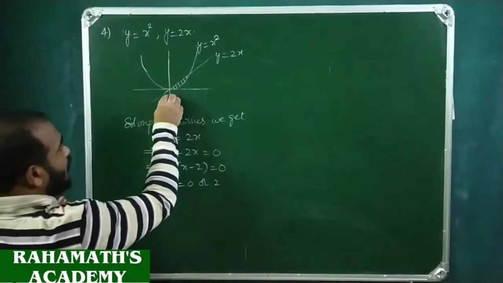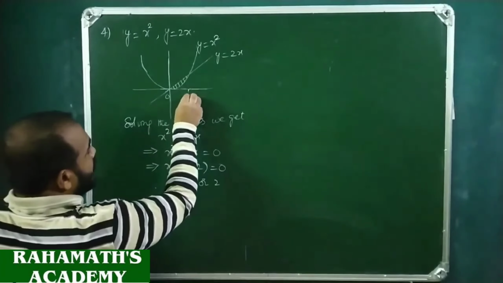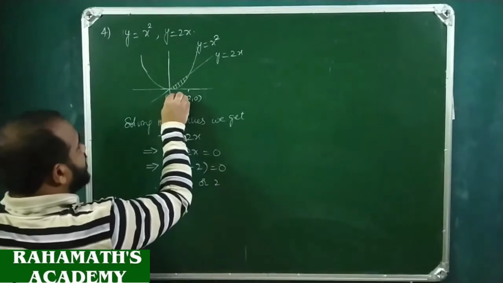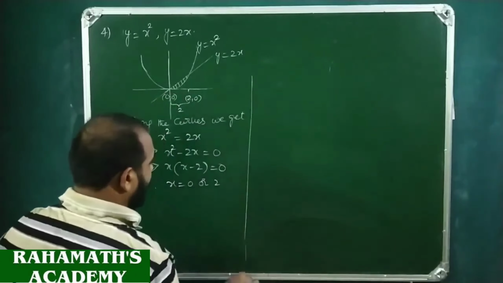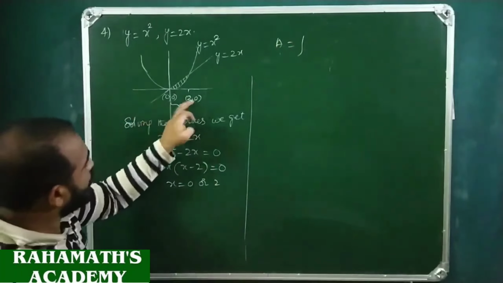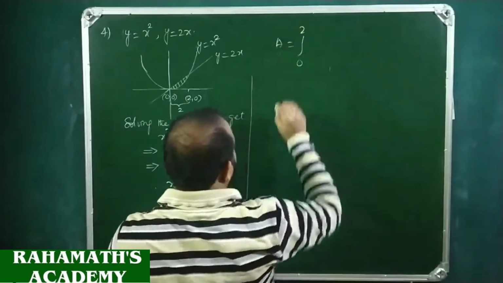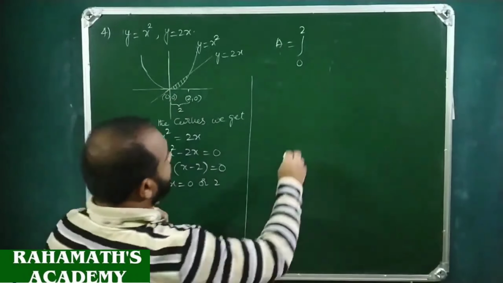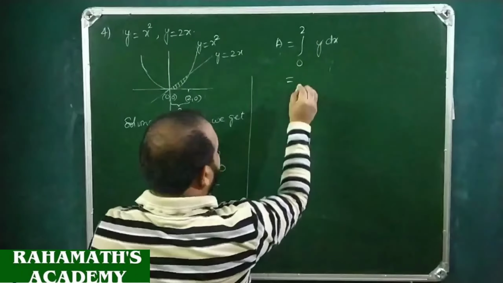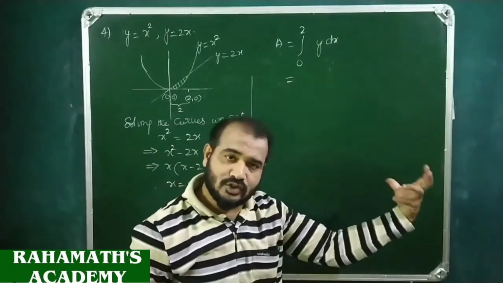So this is 0 and this is 2 comma 0. This is at a distance of 2. So this is 0, 0. Therefore, area is equal to the integral from 0 to 2, these are the limits of x, of y dx. y is ultimately a function of x only.